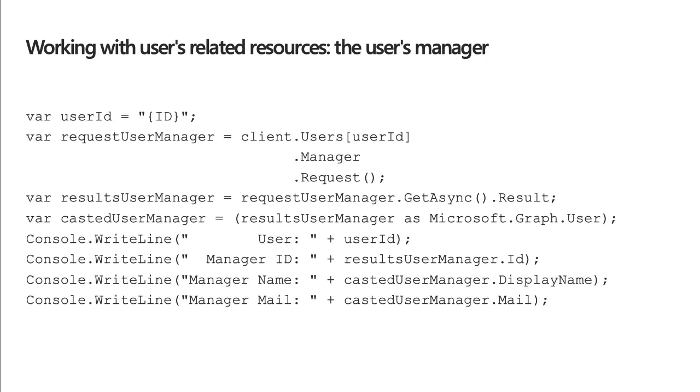So here's the Microsoft Graph .NET SDK equivalent to that. You can see here I'm getting a specific user by their ID, and then I'm going to get their manager object. And when I get their manager object, notice that I'm casting it as a user because that manager object is really a directory object. So here I'm writing out the user ID, the manager's ID, the manager's display name, and their email address. And you'll see that because we're going to do this in the demo.